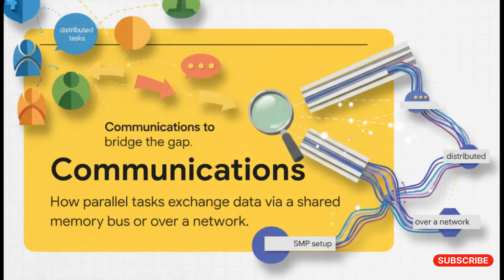Because distributed tasks are essentially blind to one another, they rely entirely on active communications to bridge the gap. Whether they're exchanging data over a shared memory bus in an SMP setup or firing packets across a sprawling network, this communication is the glue. It's what actually allows a massive problem to be solved collaboratively.